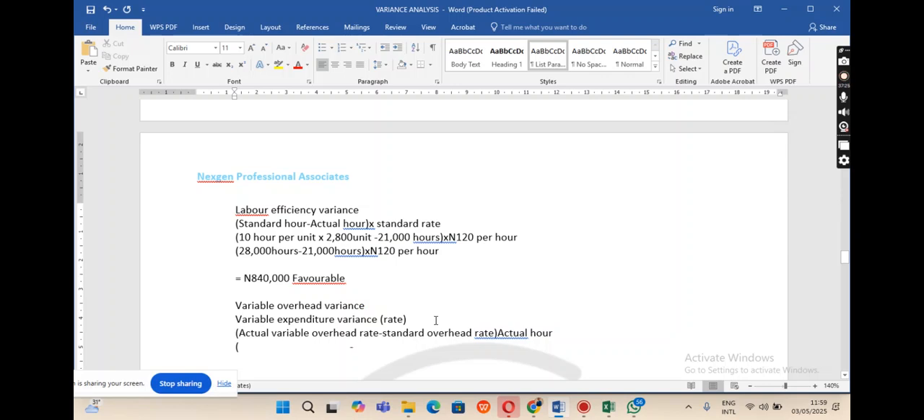No. So the standard overhead rate is 60 naira per hour, right? Now, you can see what I'm saying, that the actual variable overhead is not given to you in this question, right? But the cost of the overhead is given. Now, what you need to do is that, and what is the actual hour? Is the actual hour given in this question? Yes, sir.